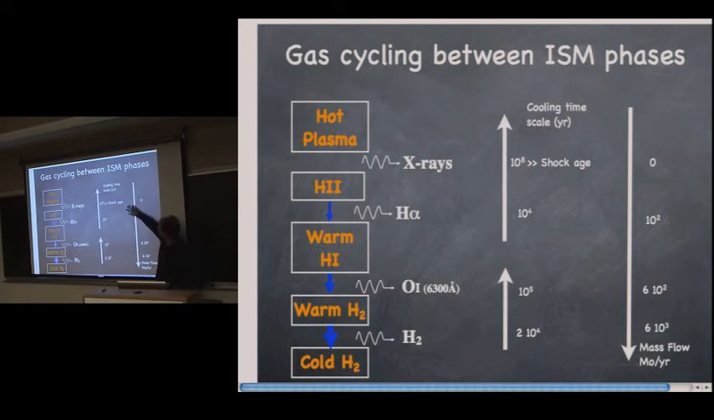While the hot plasma has a cooling time of 10 to the 8 years, so a lot of time scales are involved. And how you model this cooling will give the answer to your question. And it's possible that this cooling from the ionized gas is actually the dominant cooling.